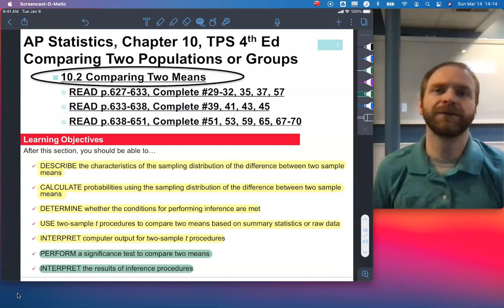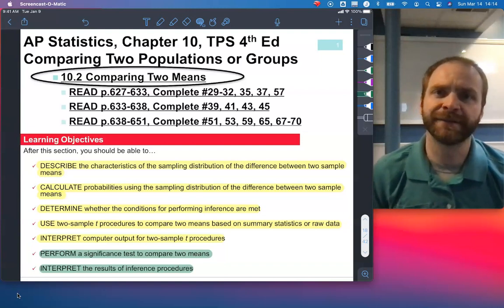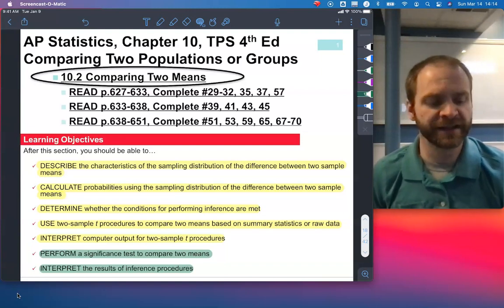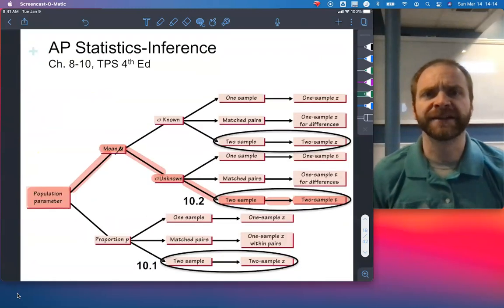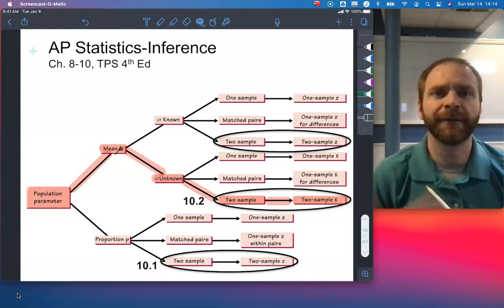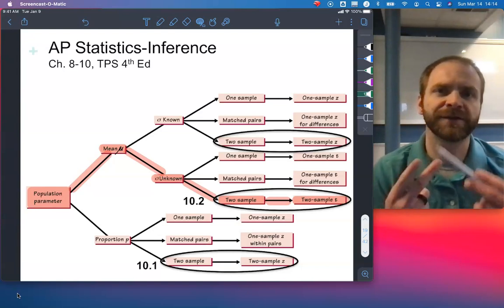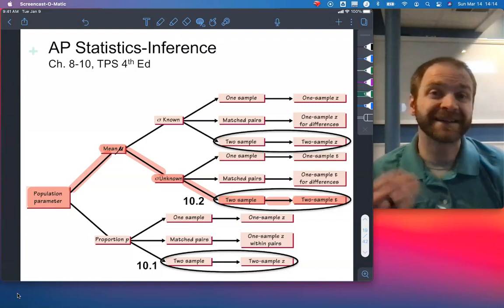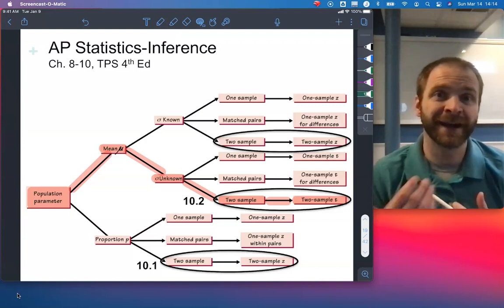But before we do that, let's look at something we've looked at since the beginning of chapter 7, which is the inference diagram. And it's important for us to realize when you are given a prompt, read the prompt, determine your population of interest. Do you know the shape? Do you know the center? Do you know the spread? What type of variable is it? Is it quantitative or categorical?